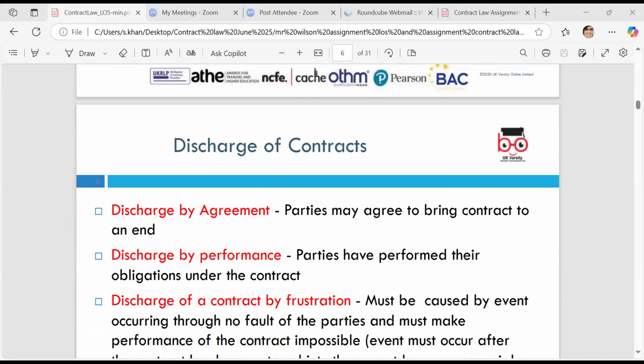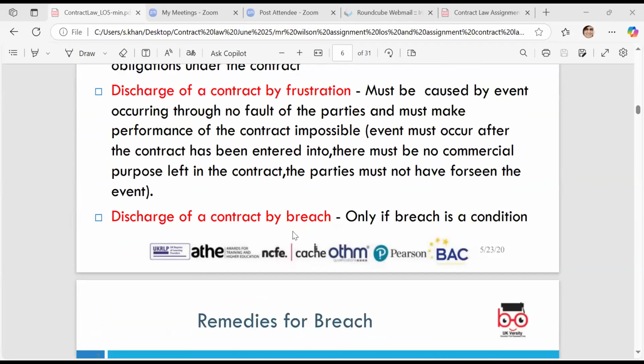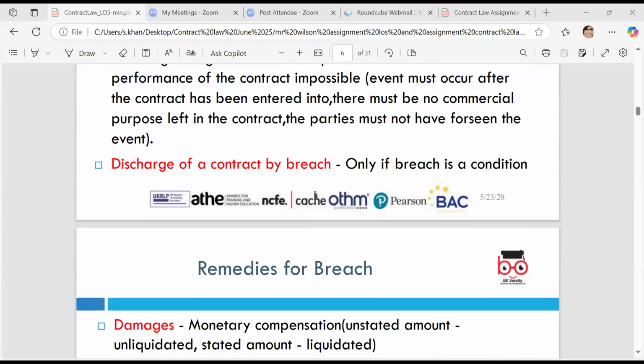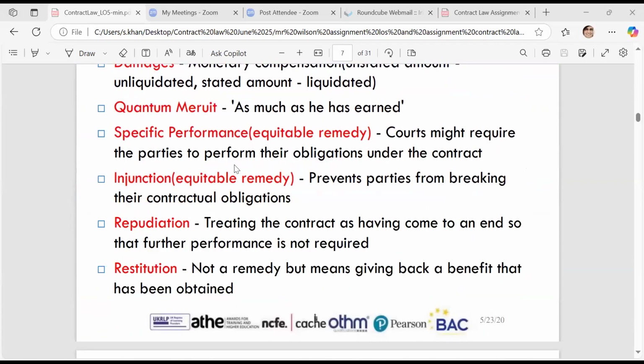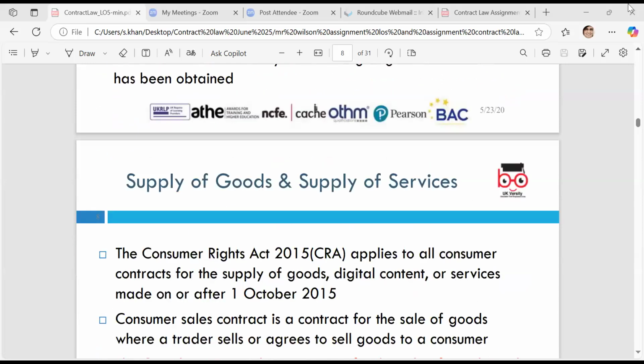And then we've got discharge of contracts: discharge by agreement, discharge by performance, discharge of contract by frustration, and discharge of contract by breach, which we looked at earlier in more detail as well. Remedies for breach: you've got damages, which is monetary compensation, quantum meruit, which is as much as he has earned, specific performance, which courts require, injunction, repudiation, and restitution.